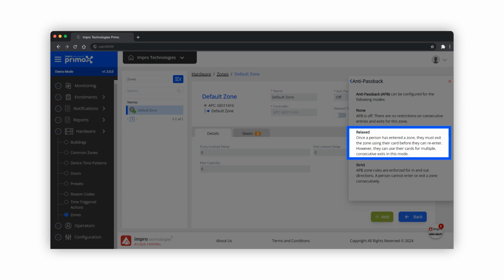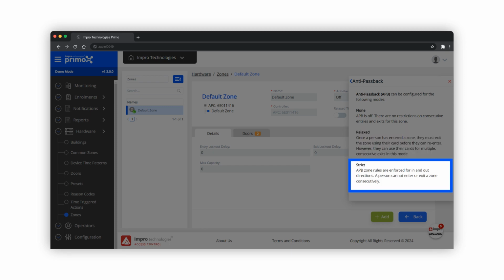Relaxed. Once a person has entered a zone, they must exit the zone using their card before they can re-enter. However, they can use their cards for multiple, consecutive exits in this mode. Strict. APB zone rules are enforced for in and out directions. A person cannot enter or exit a zone consecutively.